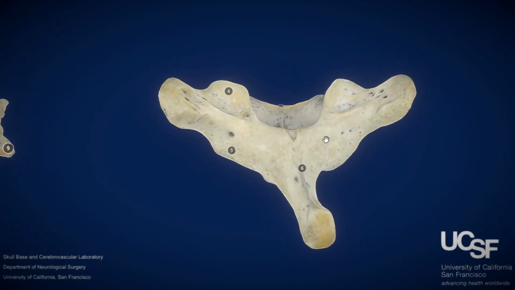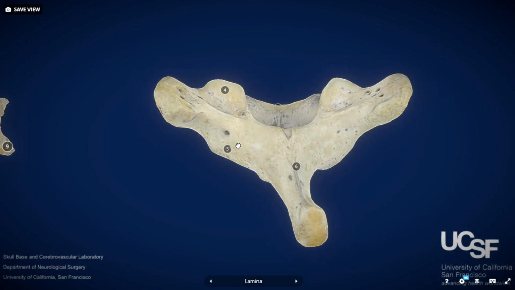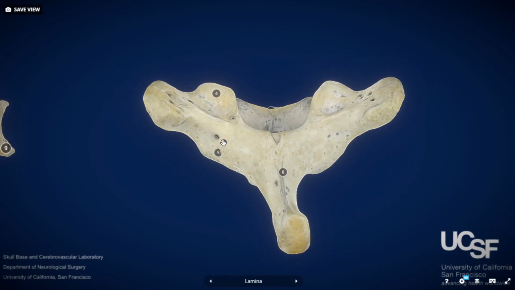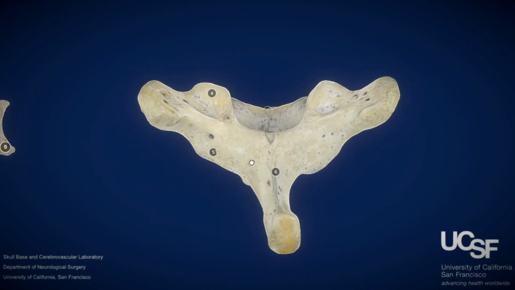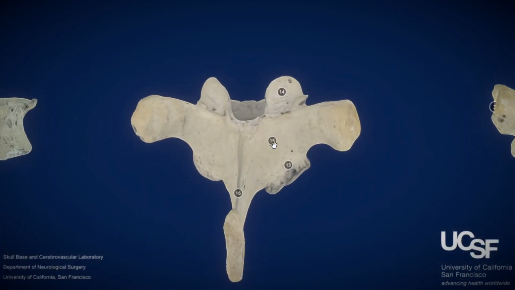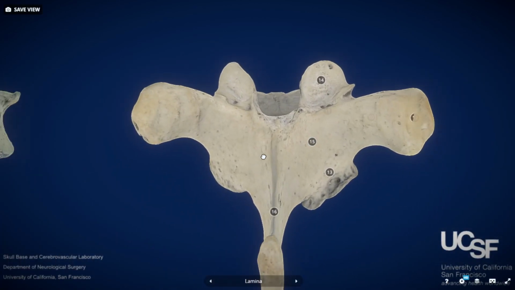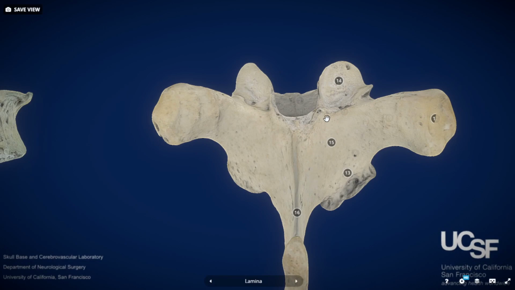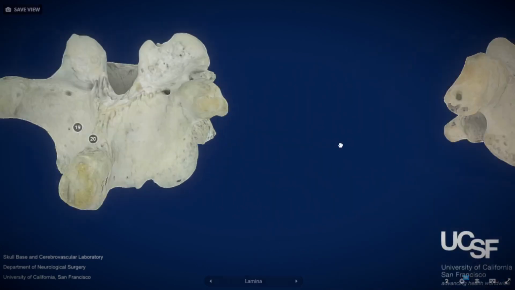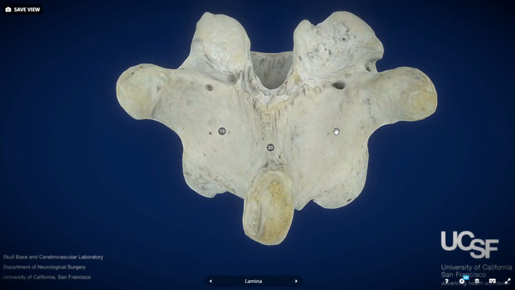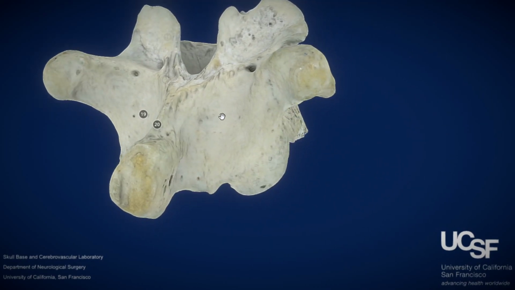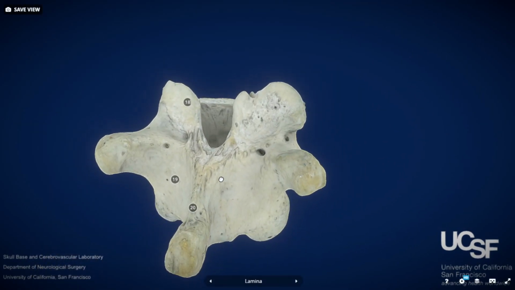Now, identifying the laminae and the pars interarticularis, we see that the lamina of T1 has a more horizontal projection, whereas the lamina of T5 tends to get shorter and have a more vertical projection. And when we visualize the lamina of T10, we see that it's really short compared to T1.